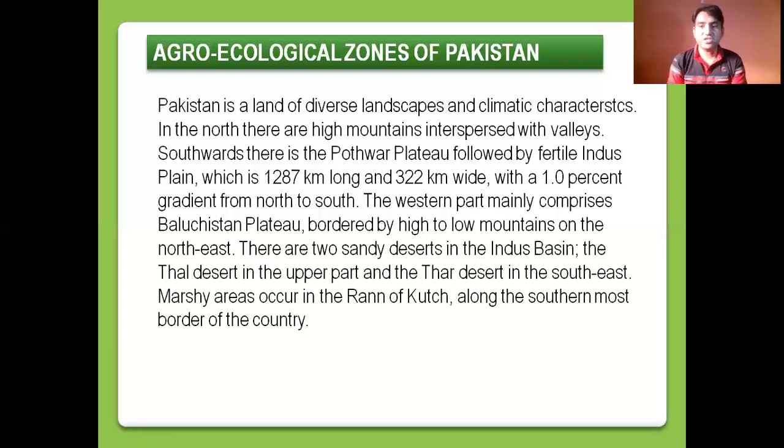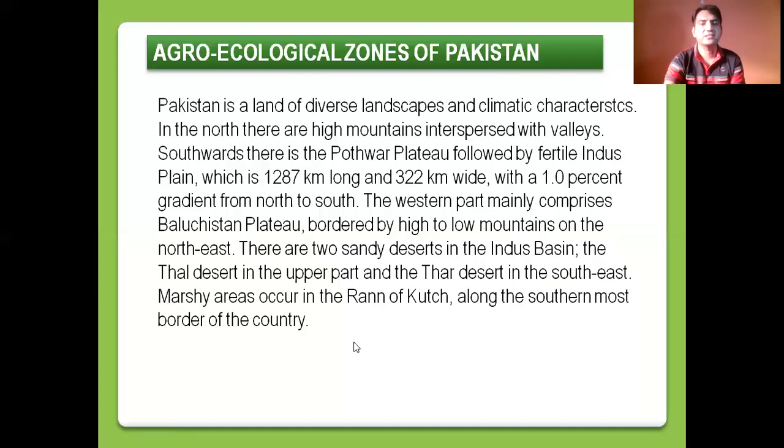The western part mainly comprises the Baluchistan Plateau, bordered by high to low mountains on the northwest. There are two sandy deserts in the Indus Plain, the Thal desert in the upper part and the Thar desert. So basically there are four deserts in Pakistan. One is the Rann desert, which is in Baluchistan. The other three, which are sandy deserts based on sand, are in the eastern part of Pakistan: Thar and Cholistan. Two are in Punjab, one is in Sindh, and one in Baluchistan.